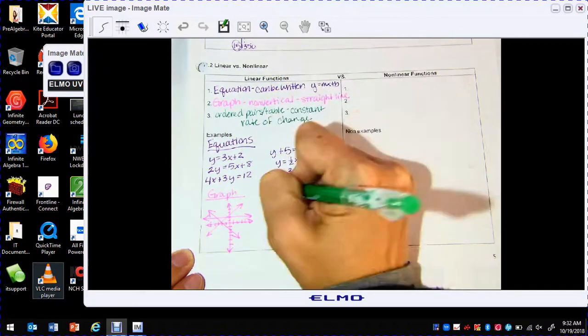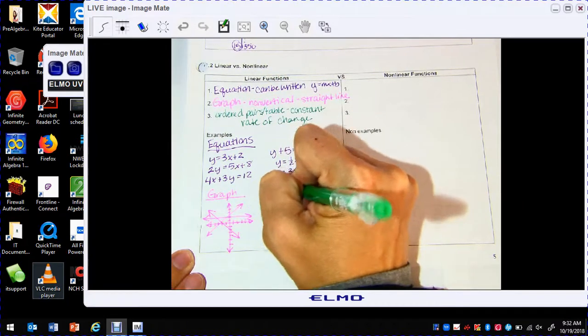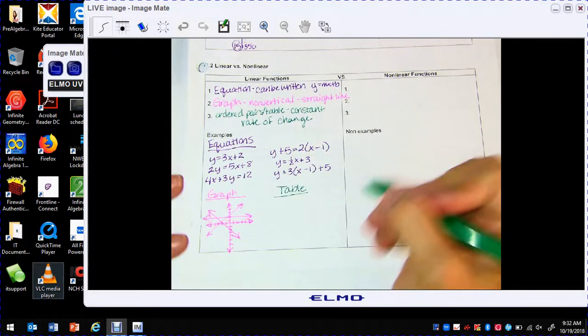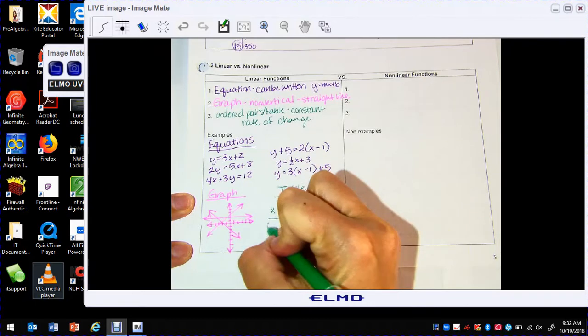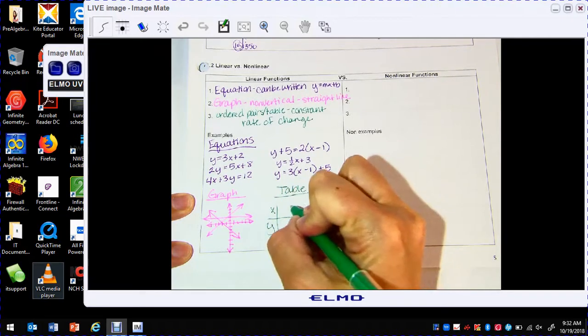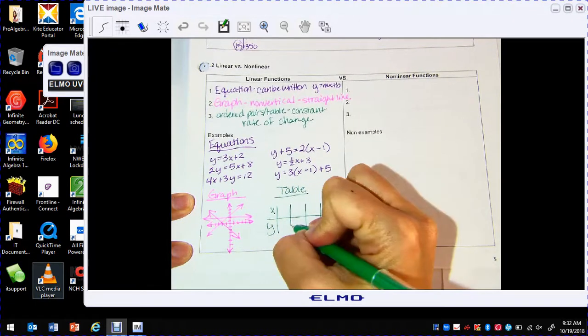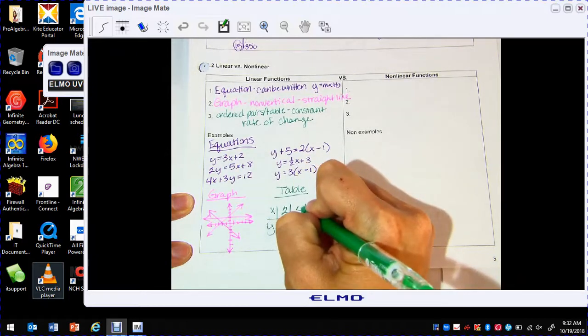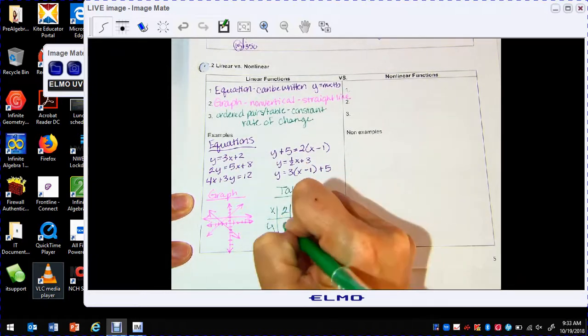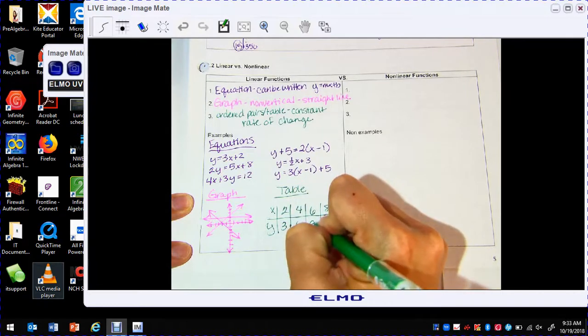Okay, so if I give you a table, now your tables can be written in multiple ways. I'm just going to write this one horizontally. Okay, and let's just say my x values are 2, 4, 6, 8. Let's say my y values are 3, 6, 9, 12.